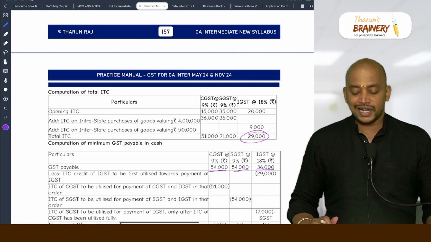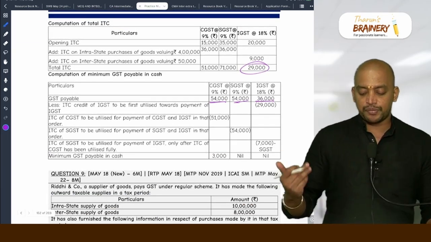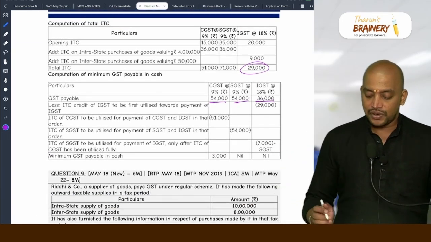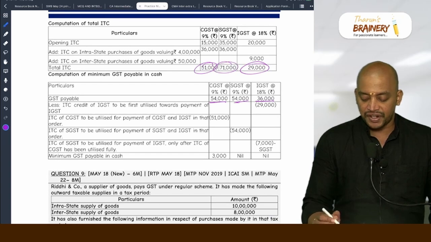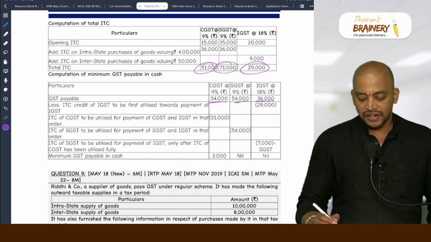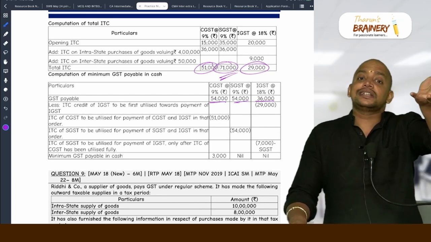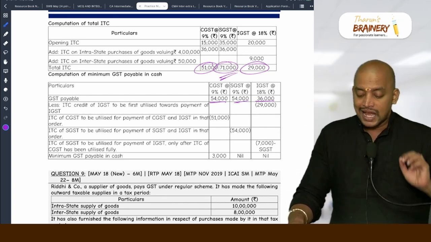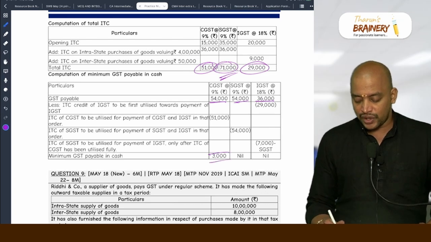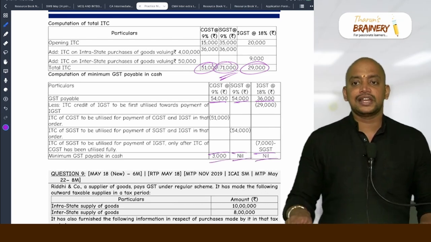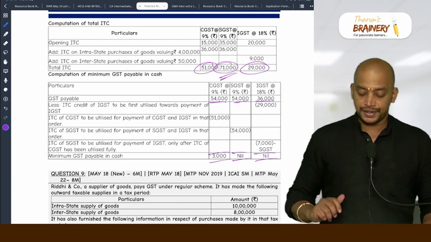What we can do with 29,000? First we can use it for payment of IGST fully. Then what is the CGST, SGST credit? 51 and 71. So 51 we will use for CGST, 71 we will use fully for SGST. Whatever excess SGST credit we have, we will use it for IGST. That's where 3,000, nil and nil. This is the answer. You understood?